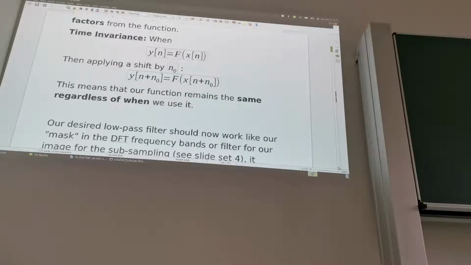Yeah, makes sense? So this is for some generic shift and not.